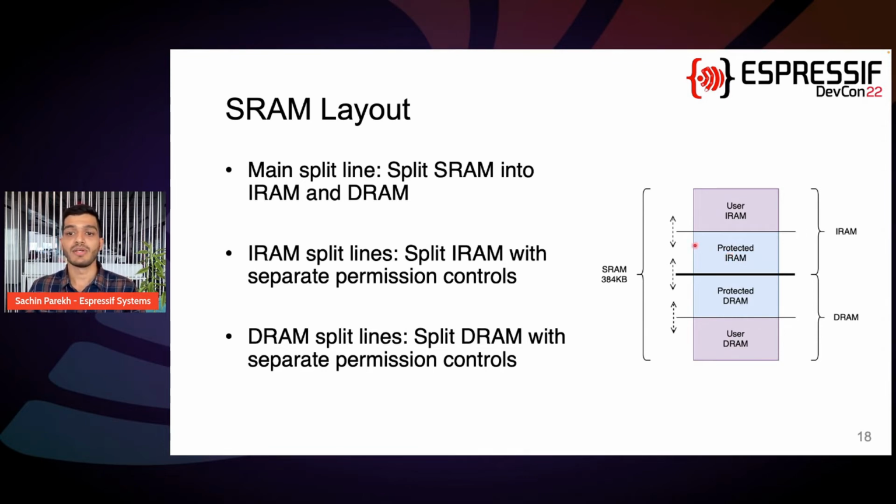One thing to note here is that these lines are highly configurable and they can be moved up and down depending on the use case of the application. The other thing is that the reason we have chosen this particular layout of user IRAM followed by protected IRAM followed by protected DRAM followed by user DRAM is because it allows us flexibility when updating the protected application. If the future protected application requires more IRAM or more DRAM, then we can simply move the main ID split line up and down to accommodate these changes without affecting the user application.